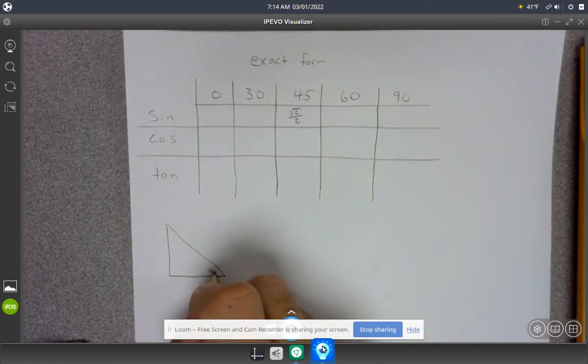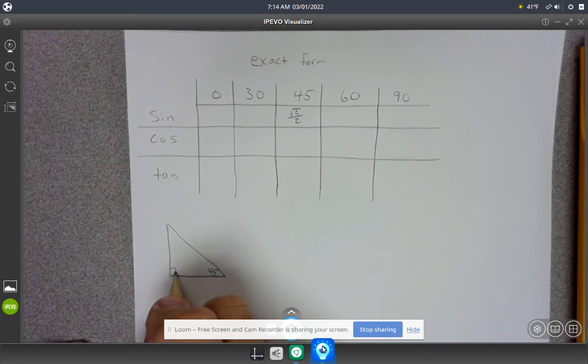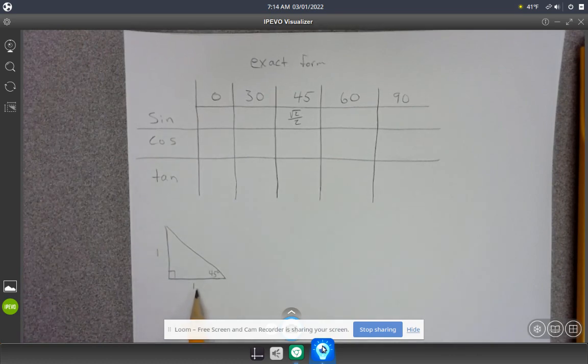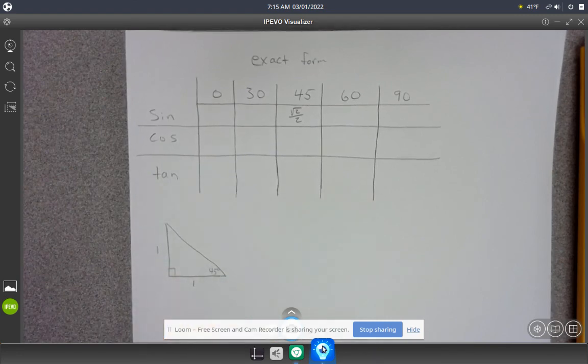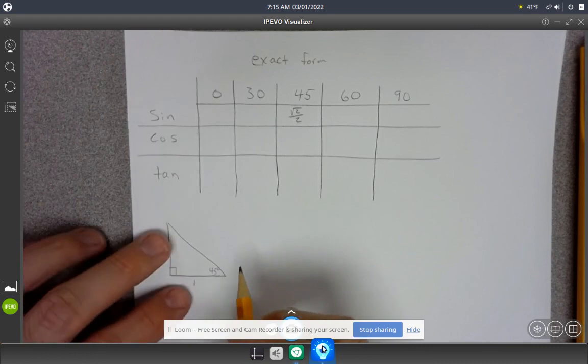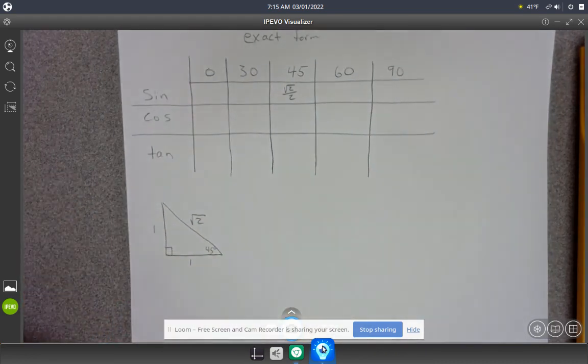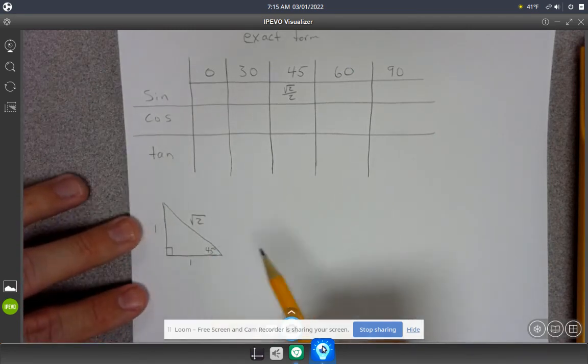I'm going to start with a 45, 45, 90 right triangle, which is just an isosceles right triangle. Now, I'm saying that they have legs of 1. It doesn't actually matter if this was a 1 or a 2. It all plays out the same and gives you the same answers for sine, cosine, and tangent. Well, if these are 1, we could use the Pythagorean theorem to figure out that this is square root of 2. And from this, now we can find sine, cosine, and tangent of 45 degrees.